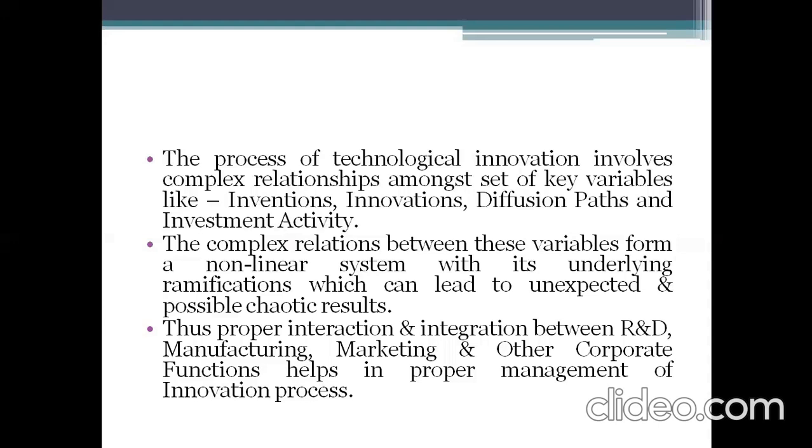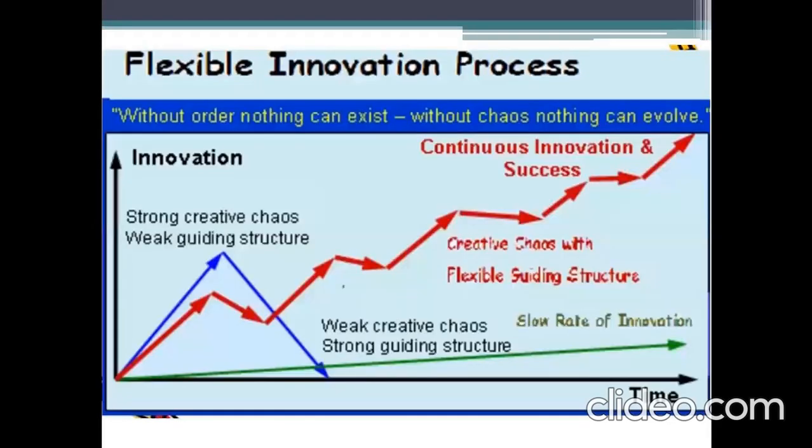So definitely we need to see that the flexible innovation process happens with careful integration, careful observation, and an emphasis on knowledgeable individuals. This is what the flexible innovation process is. Here we can see three different types of flexible innovation process carried out by three different companies. If someone has strong creative chaos with a weak guiding structure, they do have creative individuals, but the guidance given by the knowledgeable individual is not resulting in an innovation that can be commercialized and offered to the market.